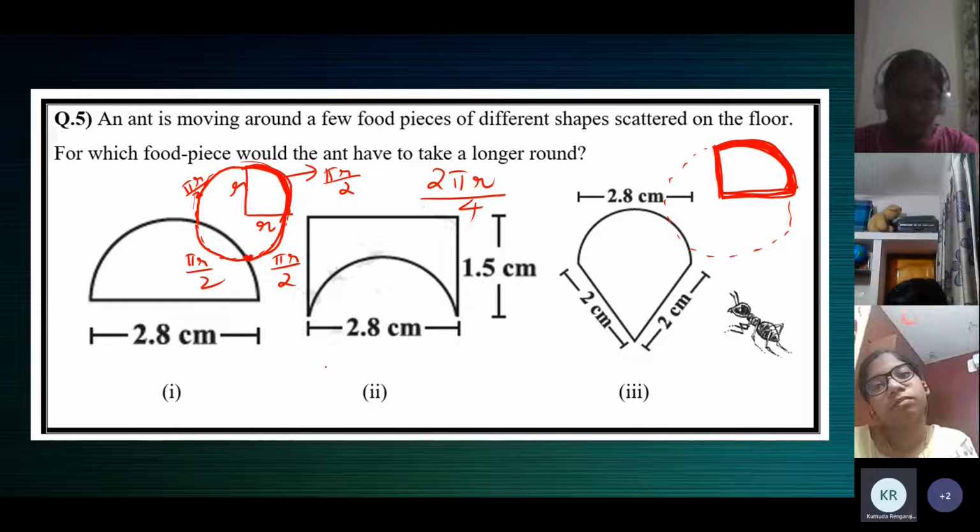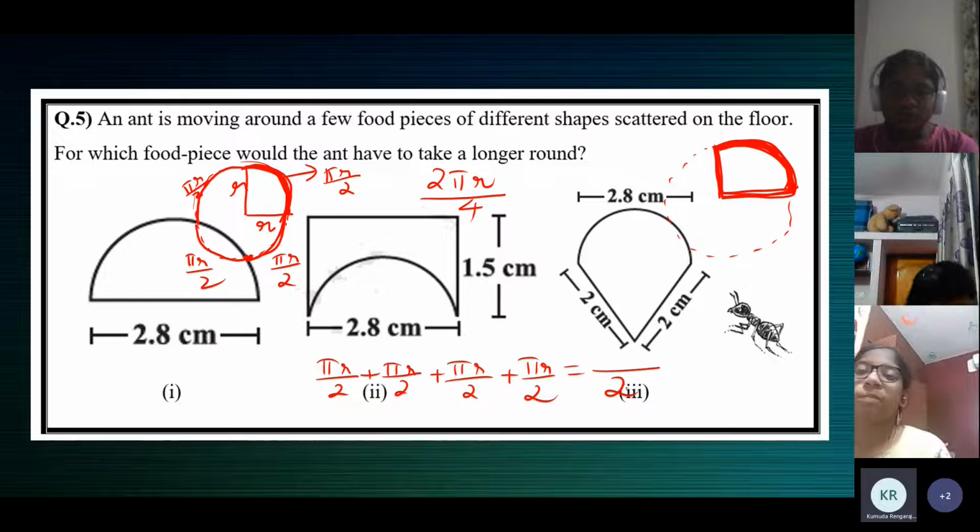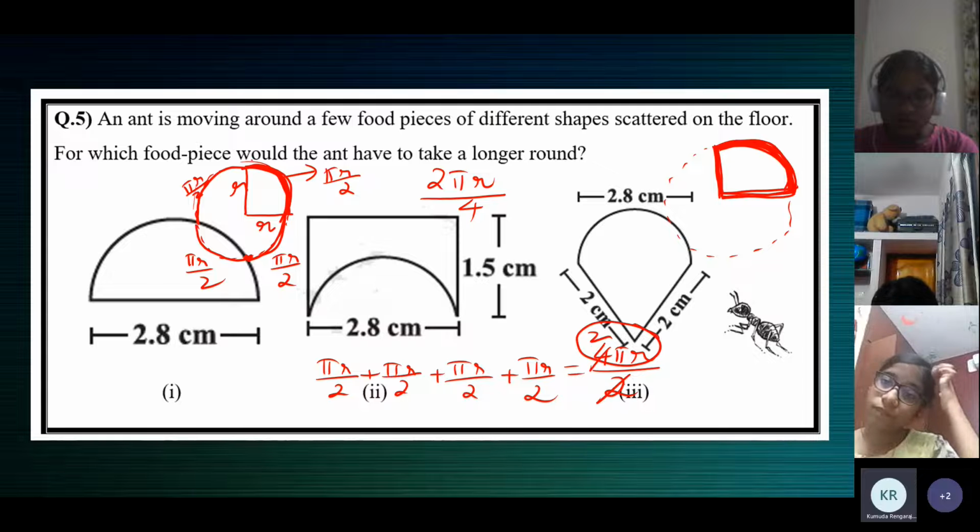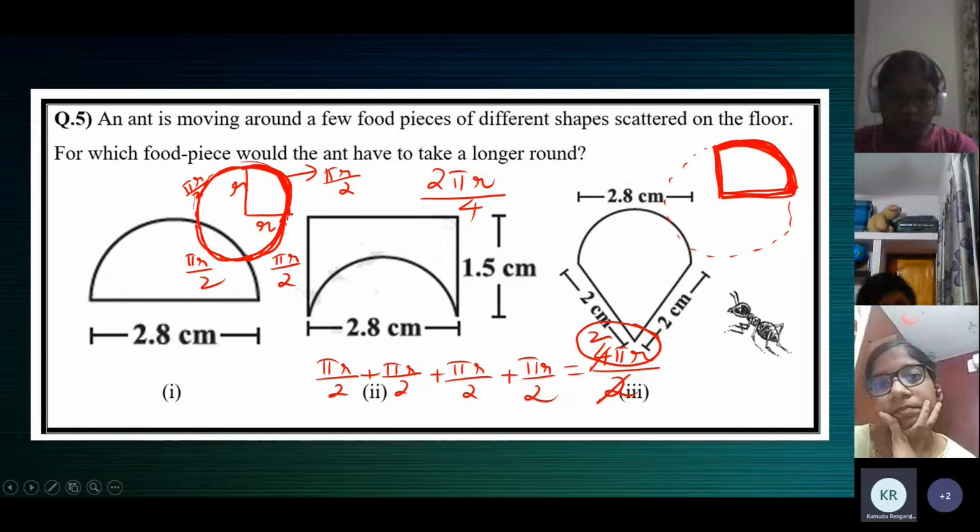Add everything. Pi r by 2 plus pi r by 2 plus pi r by 2 plus pi r by 2. So what do you get? Common denominator 2. Pi r plus pi r plus pi r plus pi r, 4 pi r. So when you cancel, 2 ones are 2, 2 twos are 2, pi r. So the total length is 2 pi r. When you divide that by 4, you will get pi r by 2.